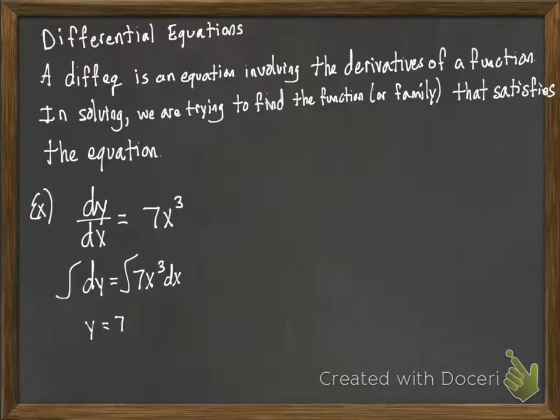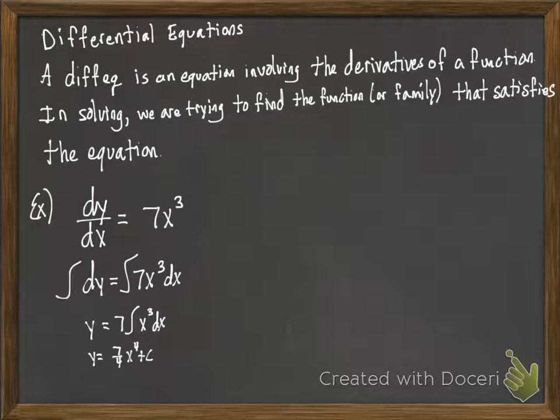And then we integrate the other side. Well, I can pull the 7 out, that's a constant. And then I have the integral of x cubed dx. So now, using my power rule again, I'd add 1 to the exponent, it becomes a 4. So I'm going to divide by 4, and I'll have 7x to the 4th over 4 plus a constant c.